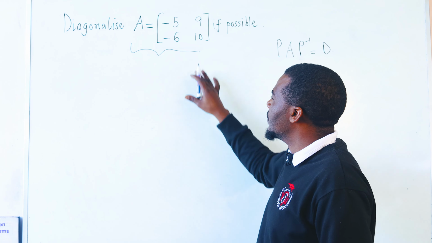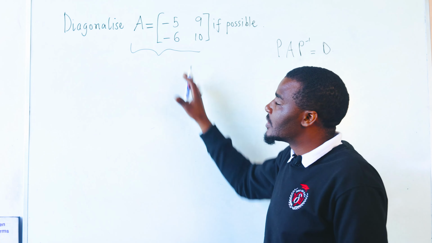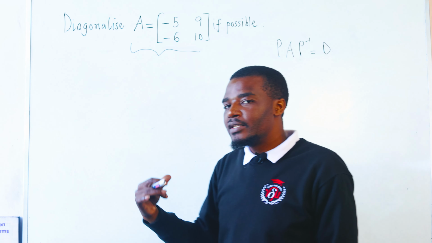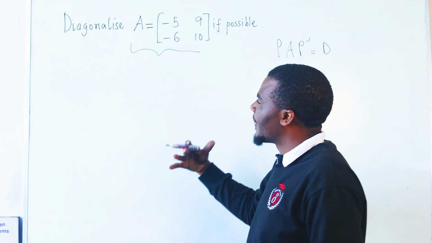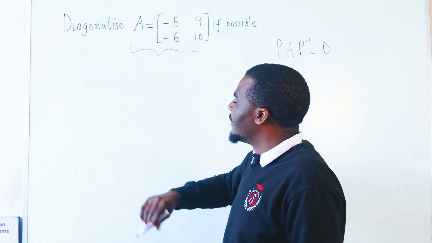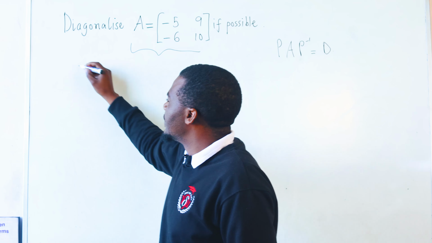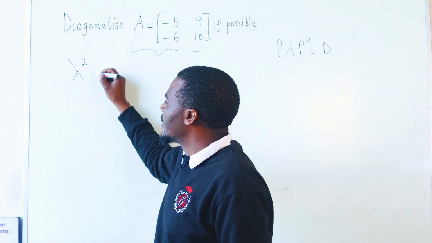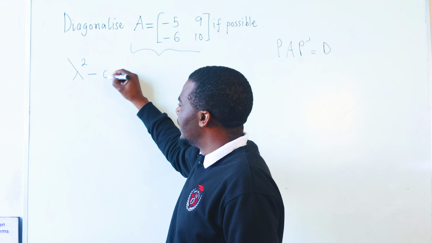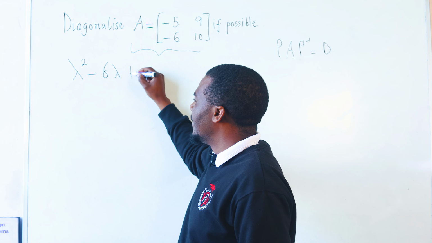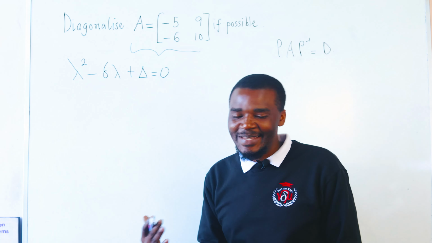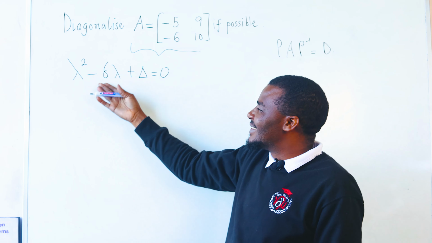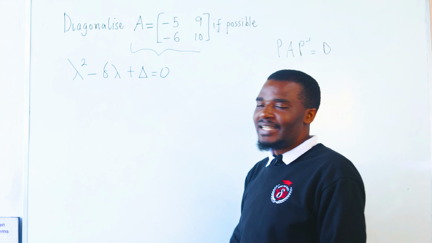So how are we going to diagonalize this given matrix? Step number one, we need to find what we call the eigenvalues. How are we going to calculate the eigenvalues? Remember, the eigenvalues are given by lambda squared minus sigma lambda plus delta equals 0. Maybe someone can ask, what is this sigma for, and what is this delta for?